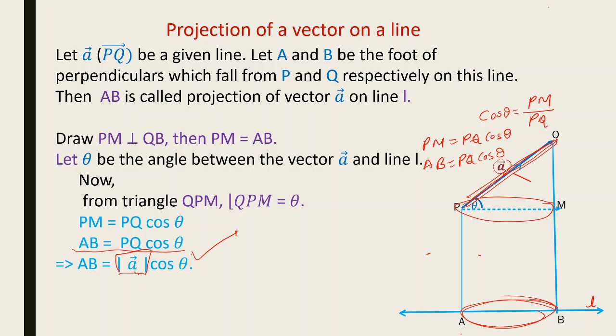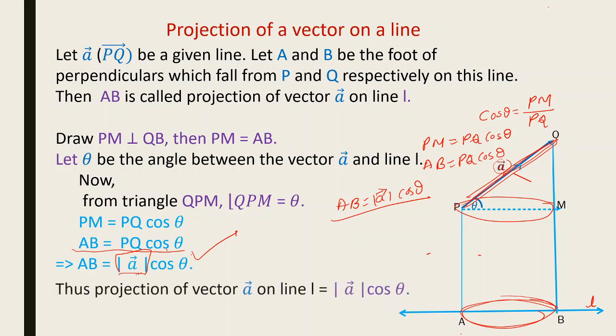So PQ is nothing but magnitude of A into cos theta. Finally, I want to know the value of AB. Because AB is a projection of vector A on line L. So I got AB is equal to PQ into cos theta. Since PQ is nothing but magnitude of vector A, I got AB is equal to magnitude of A into cos theta.